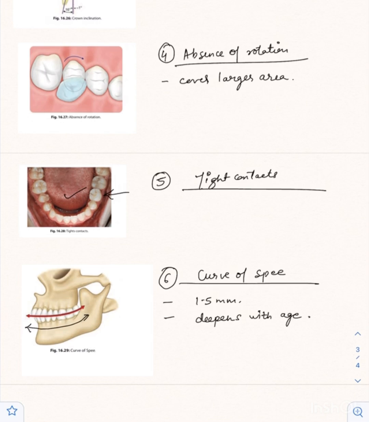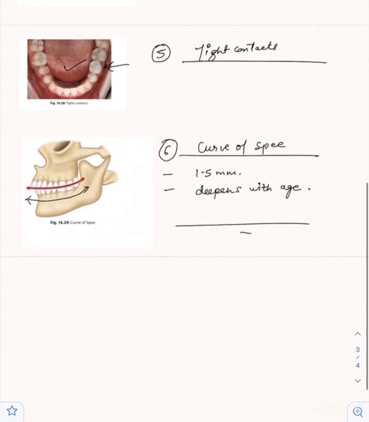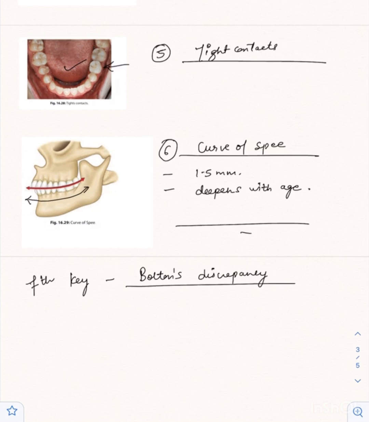Later on, a seventh key of occlusion was given, which is known as Bolton's discrepancy. This we will explain in the model analysis. Bolton's discrepancy is nothing but the difference in size of the maxillary and the mandibular teeth, or the discrepancy in size of the maxillary and mandibular teeth in the arch. It mainly tells the disproportion between the maxillary and the mandibular teeth.